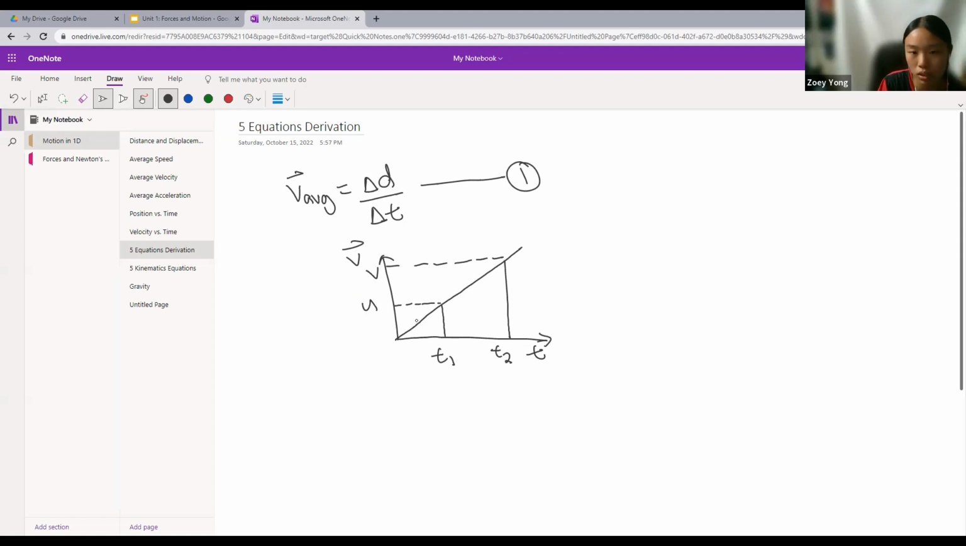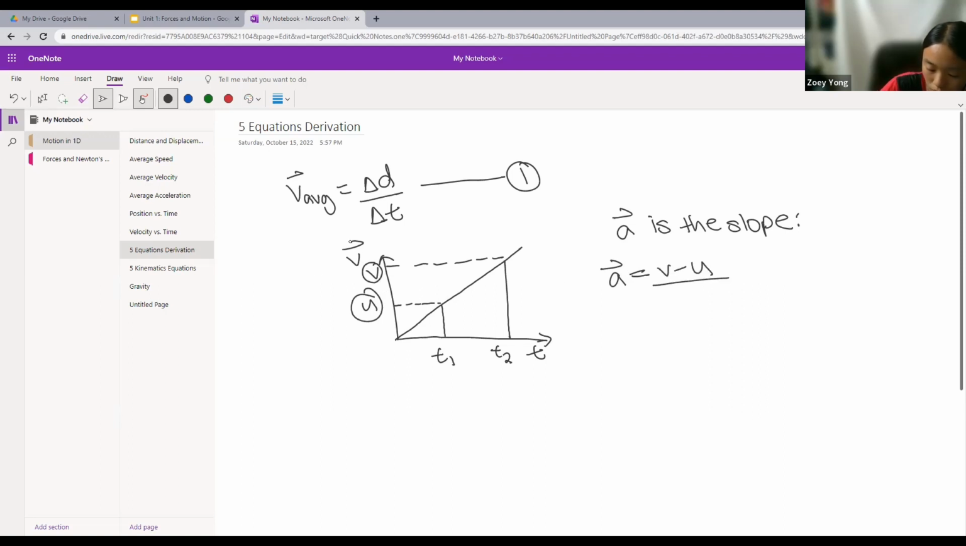And from what we learned last class, acceleration is the slope of the velocity versus time graph. So how do you find slope from a graph? Well, you do y2 minus y1 over x2 minus x1, right? So this is the same thing. Acceleration, or the slope, is going to be equal to v minus u, because those are the dependent variables, or y, over t2 minus t1. That's basically the same thing as v minus u over delta t.